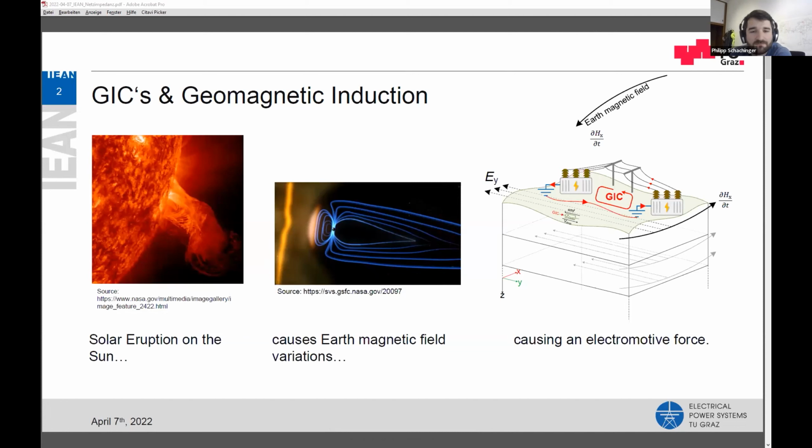And in our case, the Earth's magnetic field changes and therefore induces an electric field in the Earth's surface. So an electromotive force is flowing in our Earth's surface. And this electromotive force causes currents which enter our high voltage grids through grounded transformer neutral points and flow from transformer to transformer and cause many effects, which Dennis will later explain a little bit more.